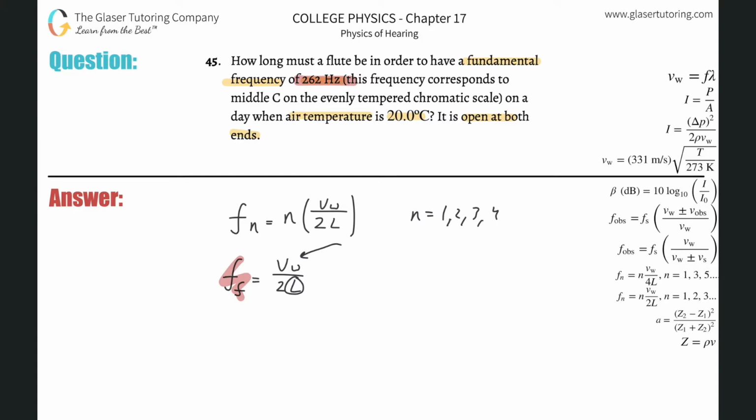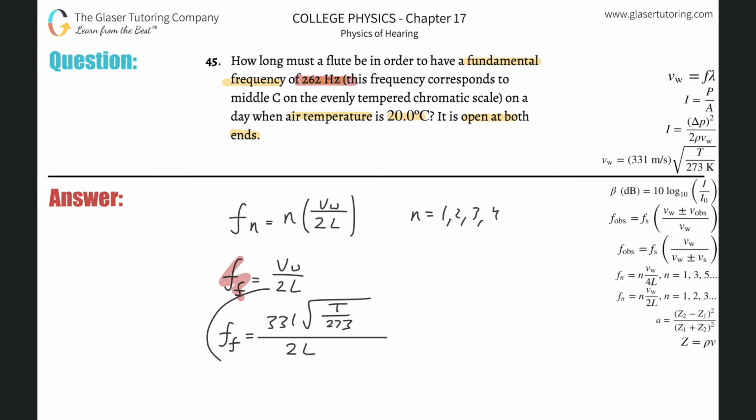Did they tell me the velocity? No. But they told me the air temperature. Now you have to start thinking, how is air temperature related to sound speed? Oh, right, this formula: 331 times the square root of T over 273. So I can do that substitution. The fundamental frequency will equal 331 multiplied by the square root of the temperature in Kelvin divided by 273, and this whole thing is then divided by 2 times L.